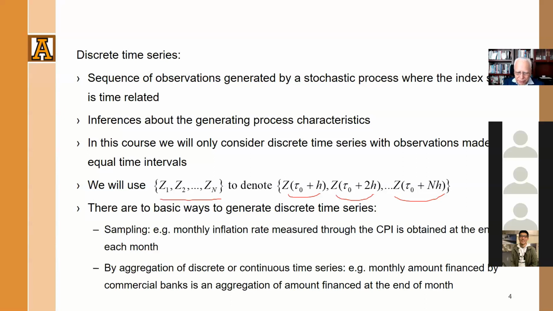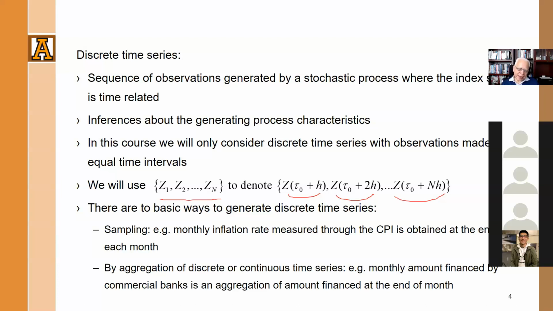Now, how do we generate discrete time series? It could be by sampling. For example, the monthly inflation rate, measured through the consumer price index, is obtained at the end of each month. So it's by sampling. That's one method. In a chemical process, I have a sensor that's measuring viscosity constantly, but I only choose to look at the measurement I took every hour. So I look at the end of the first hour of the process and measure the viscosity, at the second hour measure the viscosity, and so on.